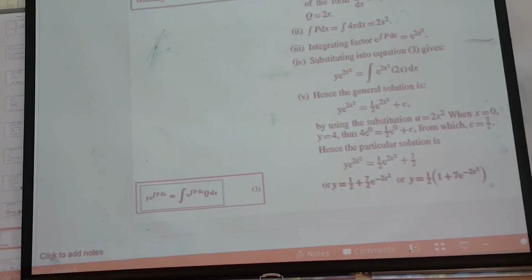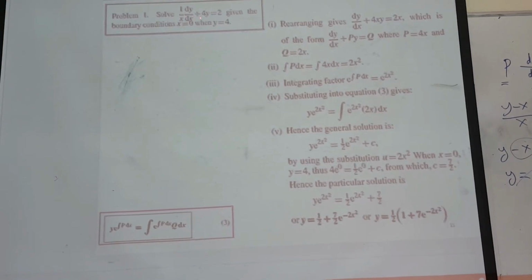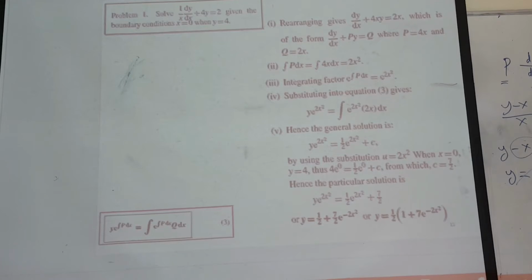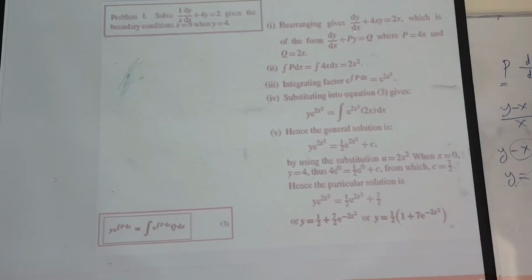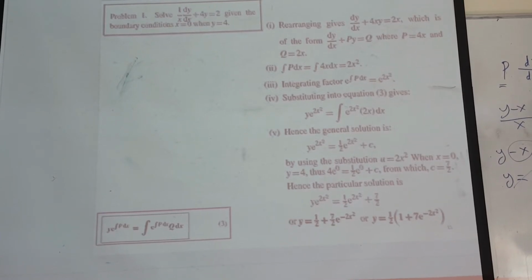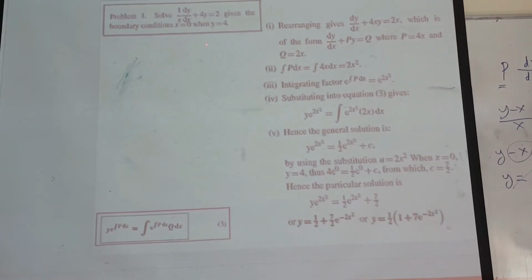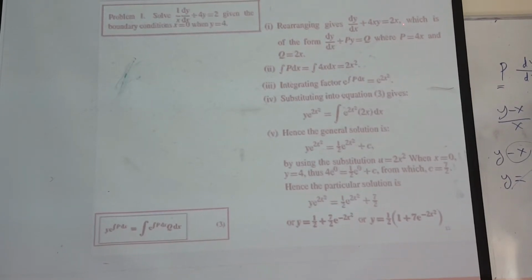You see this one, 1 over x dy over dx plus 4y is equal to 2y. If we rearrange it, how can you rearrange? For example, you have 1 over x here. If you multiply all the equation by x, then this will be without x, and you will have x here, and you will have 2x here. Okay?